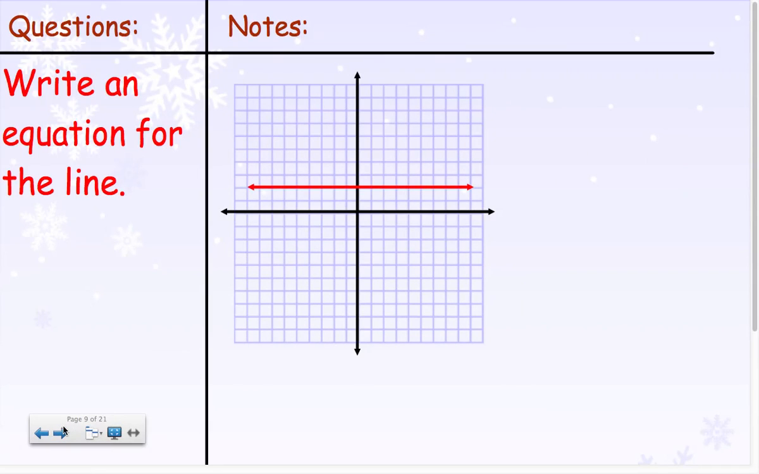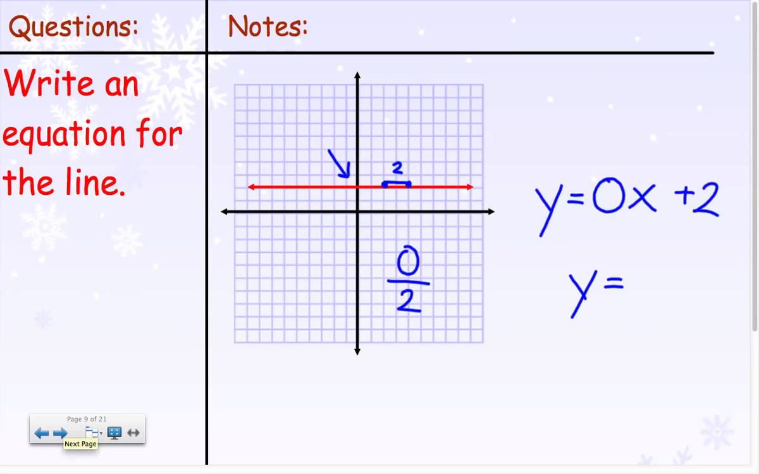This time we have a horizontal line. So let's figure out what our slope is. Well, we don't have any dots, so I could pick 2. I'm rising 0 because I'm not going up or down at all, and then I'm just running 2. So if I rise 0 and run 2, 0 divided by any number is 0. So I can put 0x, and then my line crosses the y-axis at positive 2. Now you really don't need the 0x in there because it's nothing, so our equation is just y equals 2.